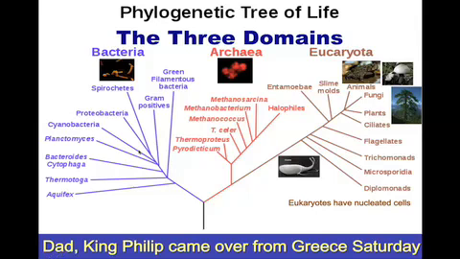So we have to give you one more thing. And I guess you can't be talking to Lady Snodgrass anymore about tea. Now you're going to tell your father, Dad, King Philip came over from Greece Saturday. And that's the sequence. Okay, Dad, King Philip came over from Greece Saturday. Domain, kingdom, etc.